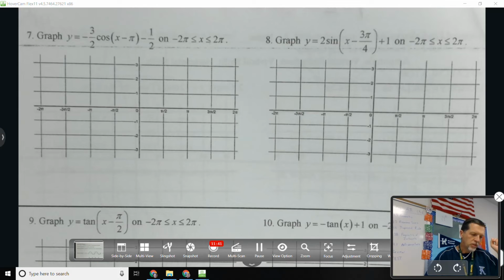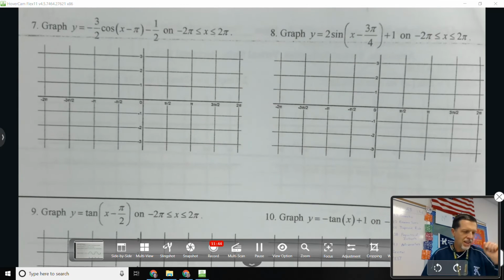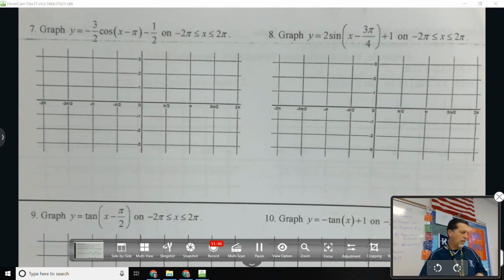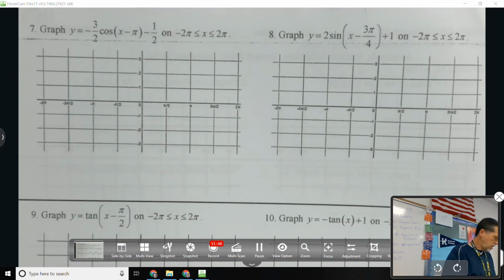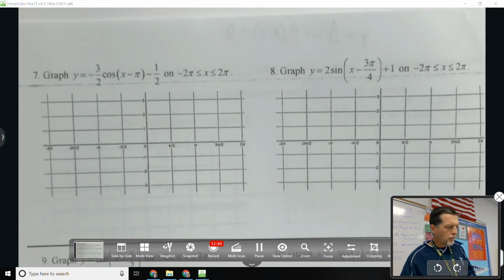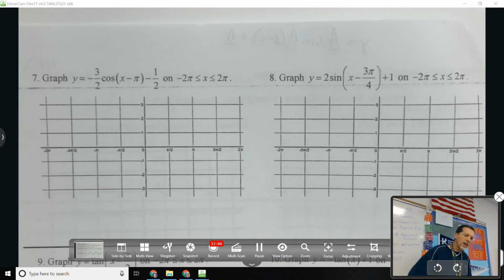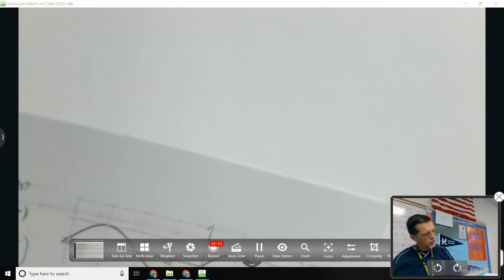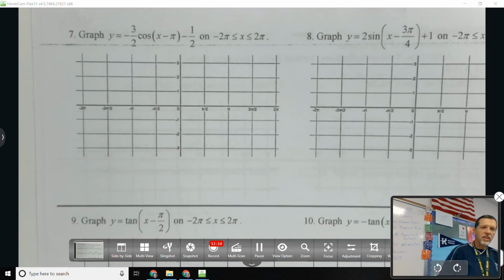Do we need to do something from 7 through 10? Those are the graphing ones. A tangent one? Let's do number 7. We can hit it. I want to do 7 because it's harder with the fraction and we hadn't done a cosine. Well, I guess we did do a cosine. We've done more sines than cosines. So let's do number 7.